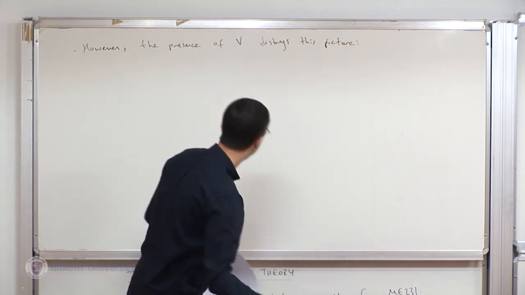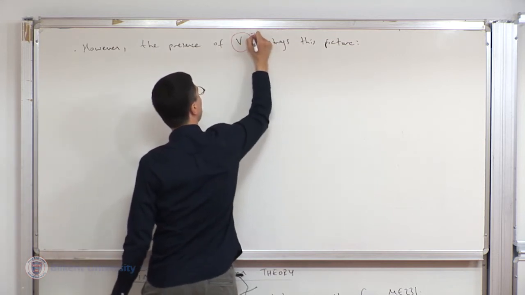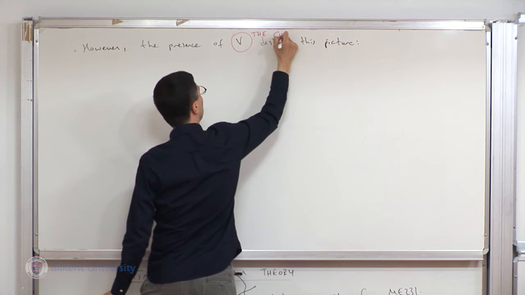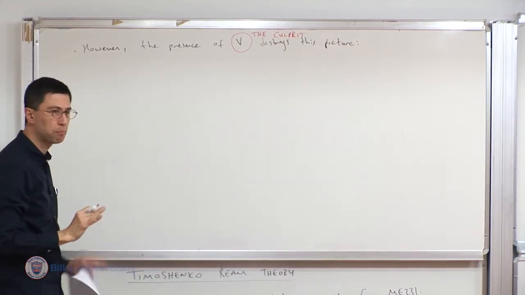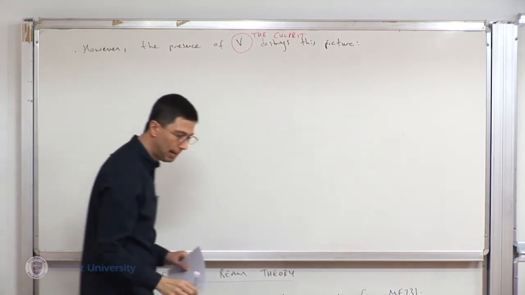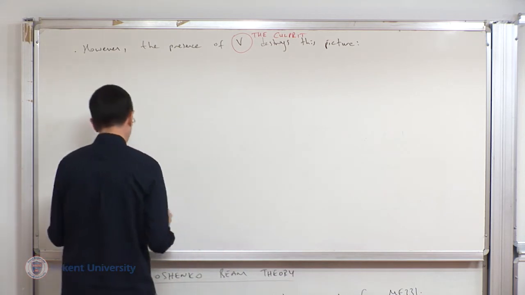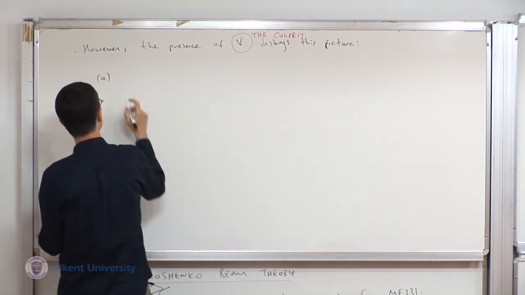Now, I'd like to emphasize again and again that this shear force is the culprit. It's responsible eventually for all the trouble. Okay? And I'd like to emphasize why it causes trouble. So it causes eventually two troubles.